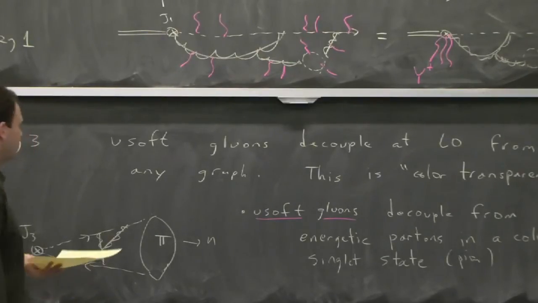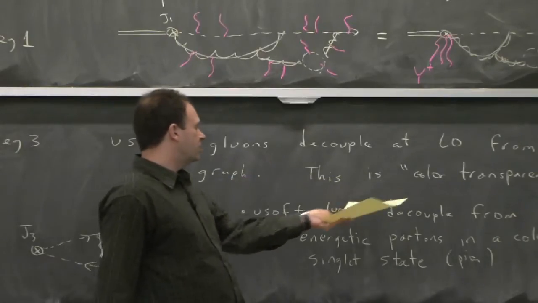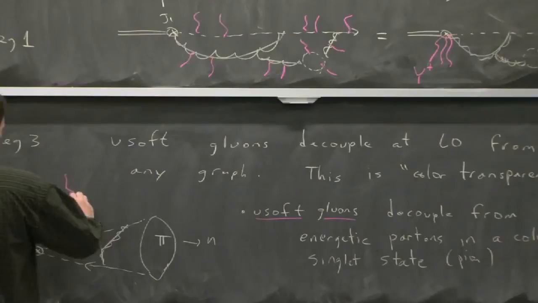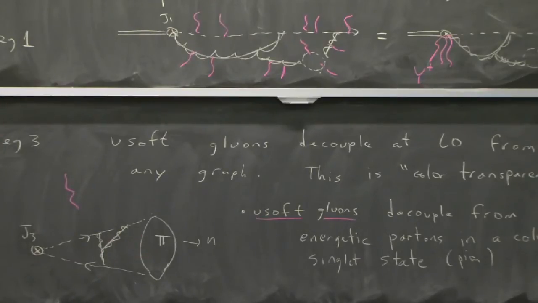So the words that go along with this phrase color transparency are that you have these very soft gluons, and they're trying to come in and see this thing. But they can't really; all they can see is the overall color charge of the whole thing. Because of the multipole expansion, they're only coupling to a single component, and you can think of that as if they're only seeing an overall color charge. And therefore, since its overall color charge is neutral, they just cancel out.